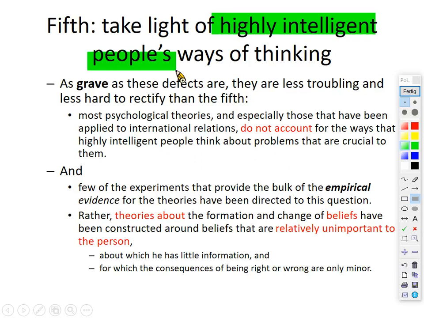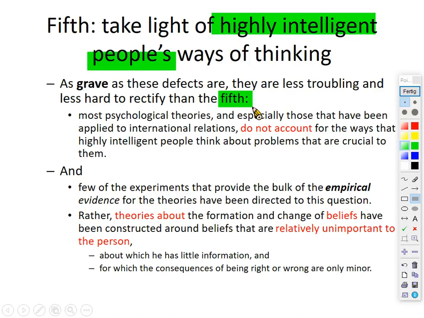There are reasons, of course. Because there are tremendously more mundane people than elites. Is that right? It's much easier to study ordinary people than to study elites. So that's the problem. So here comes the number five major fault. As grave as these defects are, they are less troubling and less hard to rectify than the fifth. So number five is very, very difficult. And if rectify means to amend, to change, to make it better, it's very, very difficult.